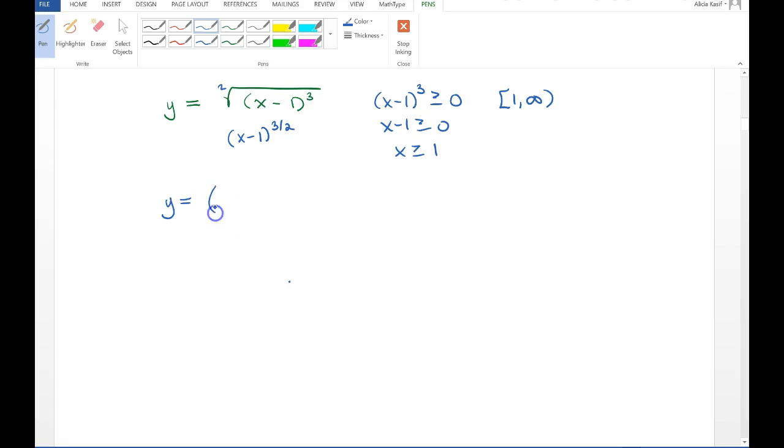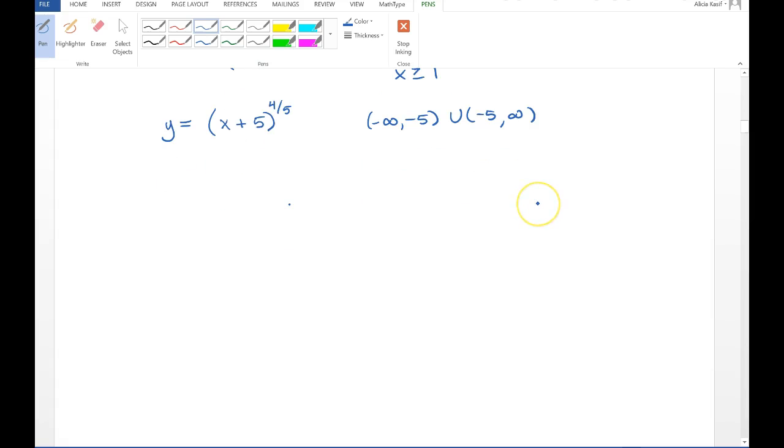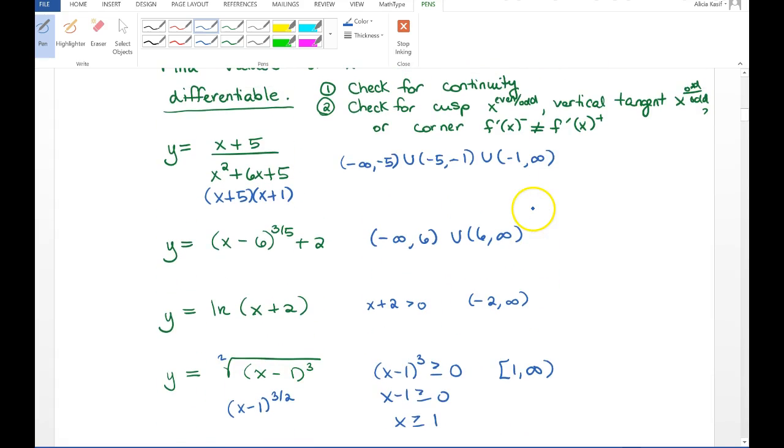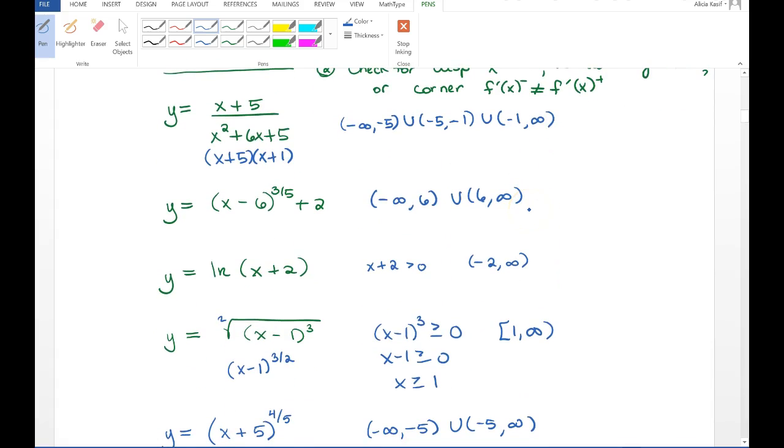It would be like 4/5. So you can't have it equal to -5. So that would be negative infinity to -5, and then -5 to infinity. Then you also write that it's a cusp, right? Yeah, that's a cusp. We didn't identify any of them, but the first one was discontinuities. This is a vertical tangent.